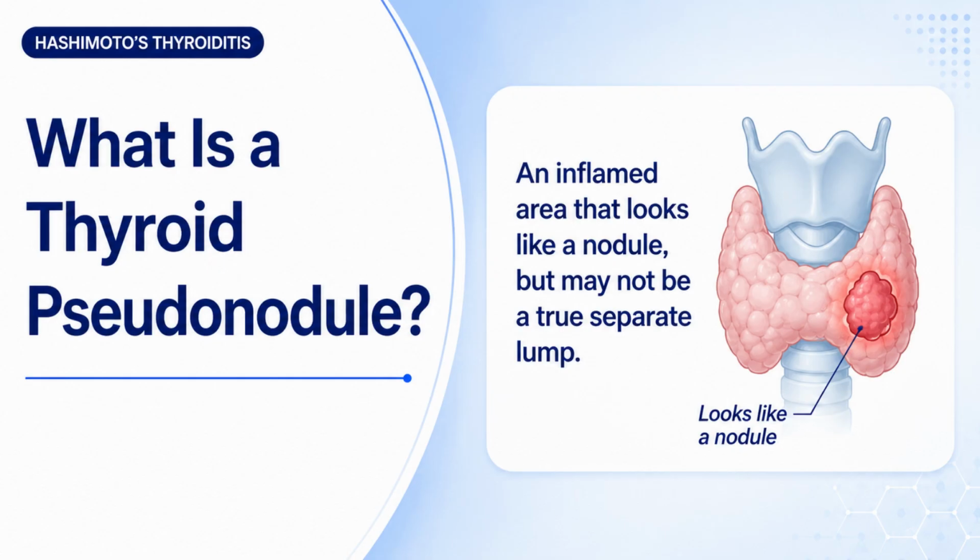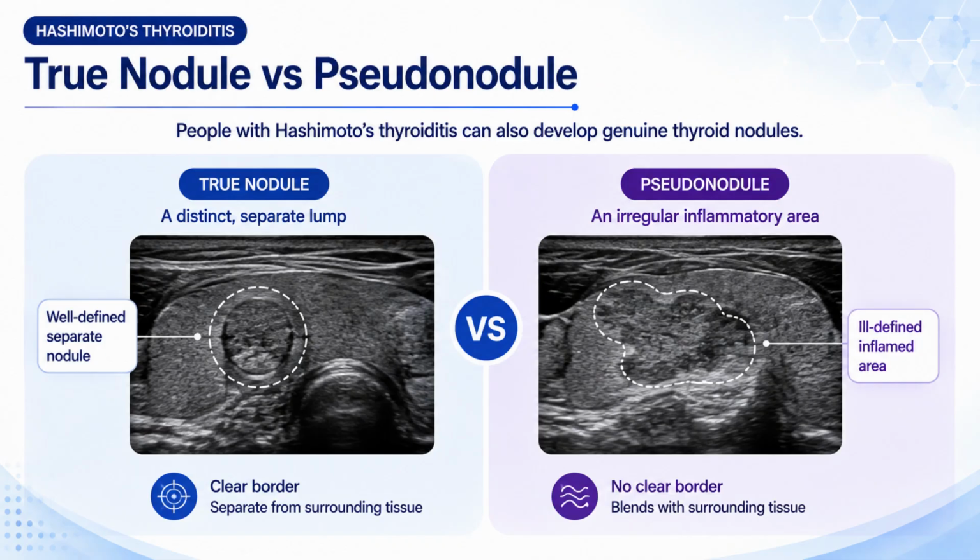People with Hashimoto's thyroiditis can also develop genuine thyroid nodules. However, Hashimoto's does not explain every thyroid nodule.